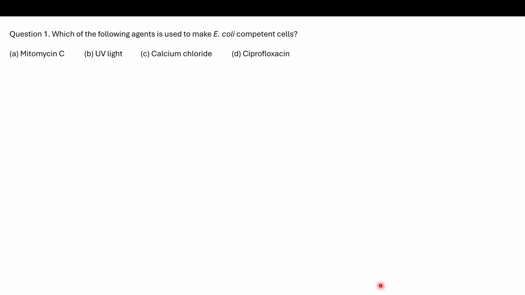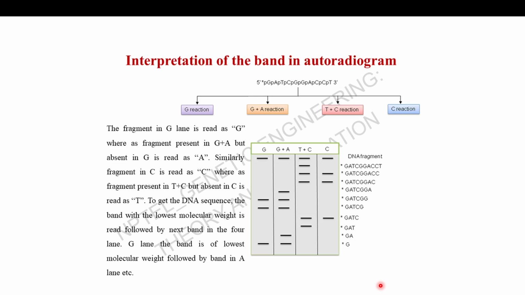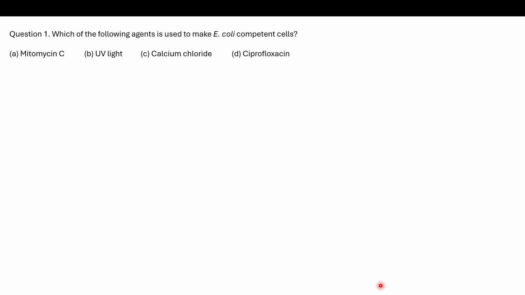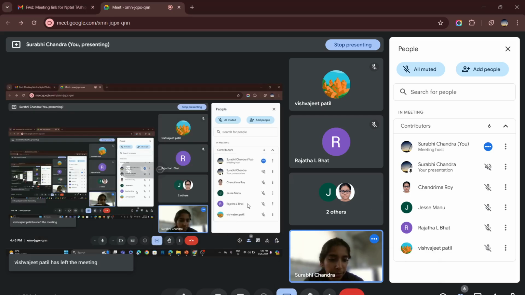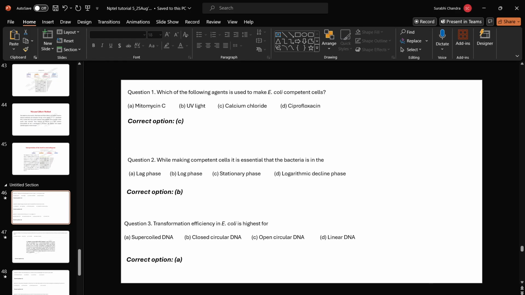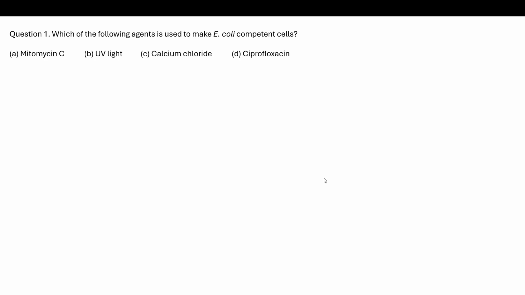Okay. Now let us move on to a few example questions. Okay. So people are here. Now, which of the following agents is used to make E. coli competent cells? Can anyone try and answer? Calcium chloride. Yes, good. Calcium chloride.